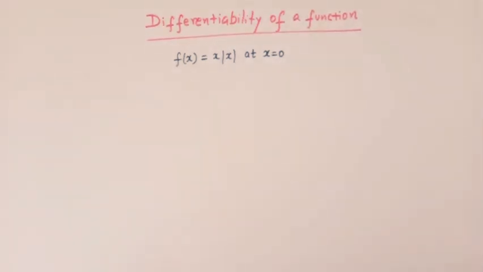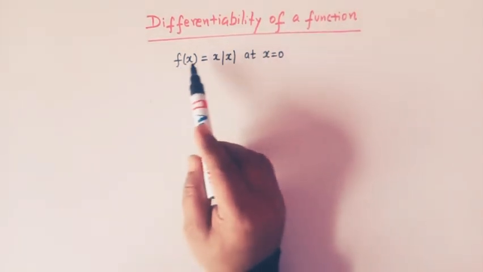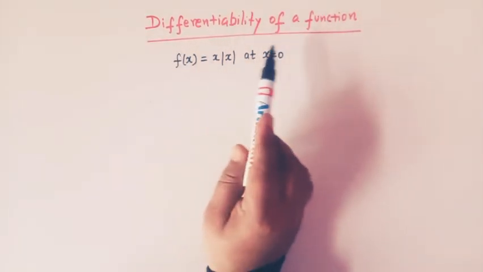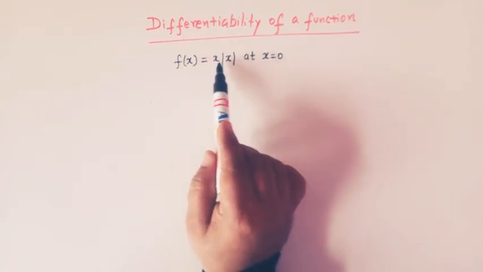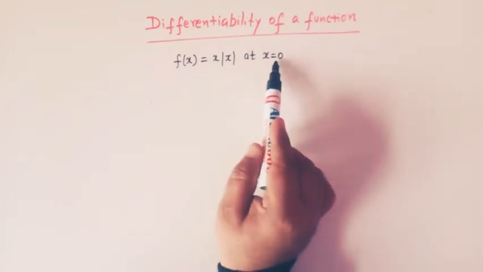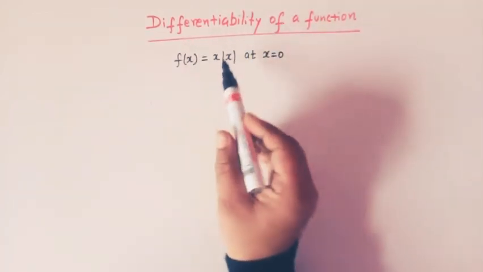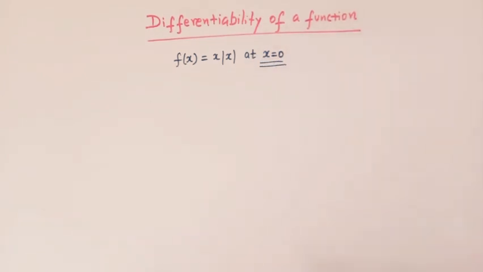Hello viewers, in today's lecture we are going to take up an important concept, that is differentiability of a function. So here we'll solve this problem, that is we'll discuss the differentiability of this function f of x is equal to the product of x and mod x at x equal to 0, and we'll test the differentiability of this function at this point x equal to 0.